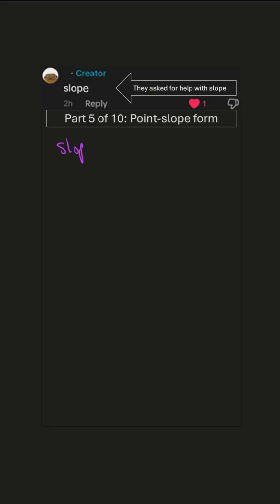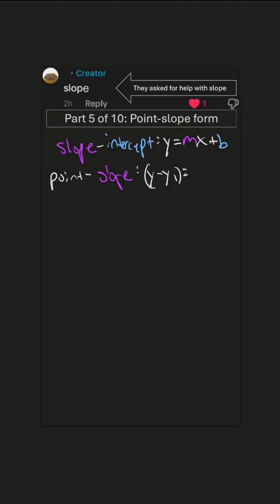Last time we talked about slope-intercept form. And that looks like this. Y equals mx plus b. And m is the slope, and b is the y-intercept. So now let's talk about the point-slope form. And this one goes like this. Y minus y1 equals m, which is again the slope, times x minus x1.